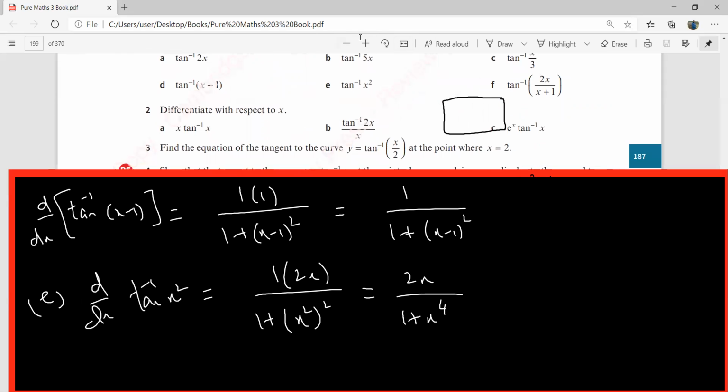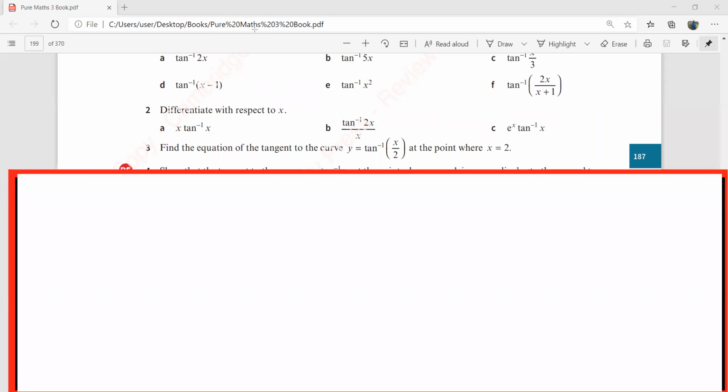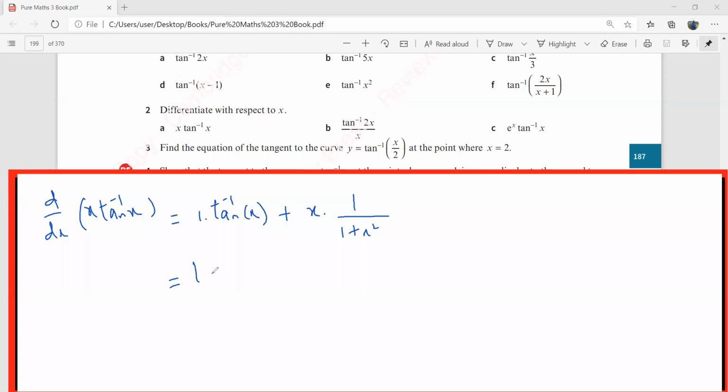And look at question number two, part A. You have it here like there is a product going on. You have to differentiate this x tan inverse of x. So the derivative of x is 1, and you keep that tan inverse of x with this, and then you keep x as it is. The derivative of tan inverse of x is going to be 1 over 1 plus x square.